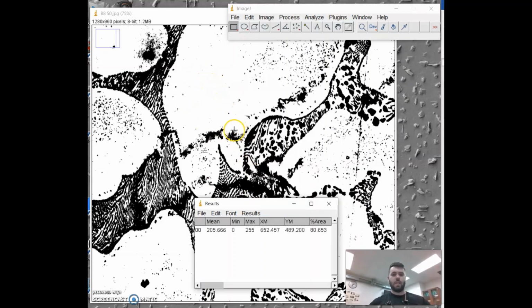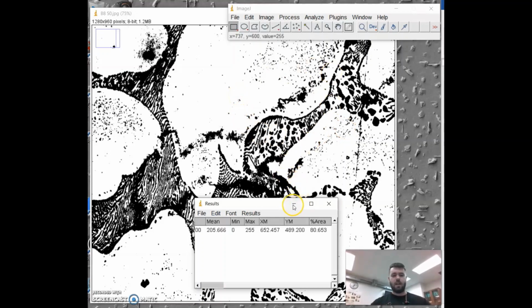So now we can say the area fraction is 80.6% beta and 19.4% alpha. And we have to make an assumption here. We're going to assume that our area fraction is representative of the volumetric fraction of our sample. So we're going to say that the volume fraction is the same as our area fraction.